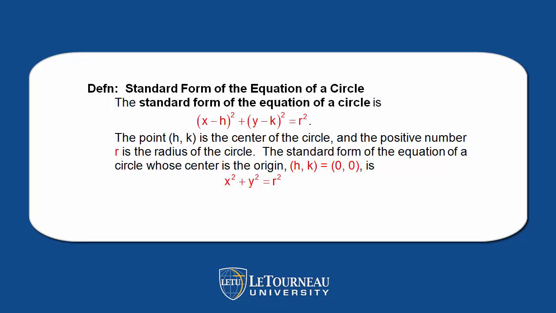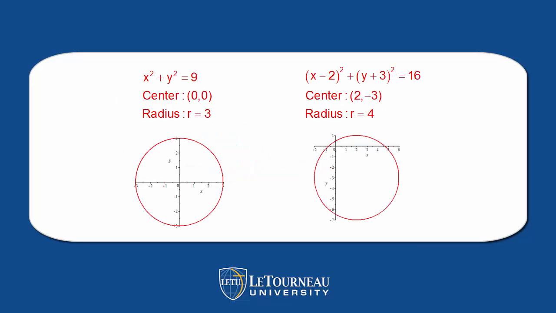Now, the next thing we want to look at is the standard form of the equation of a circle. The standard form is (x minus h) squared plus (y minus k) squared equals r squared. The point (h, k) is the center and the positive number r is the radius. If it has its center at (0, 0), we have x squared plus y squared equals r squared. And here we're looking at two different examples. One where the center is at (0, 0) with a radius of 3. The second one, the center is at (2, negative 3) with a radius of 4.